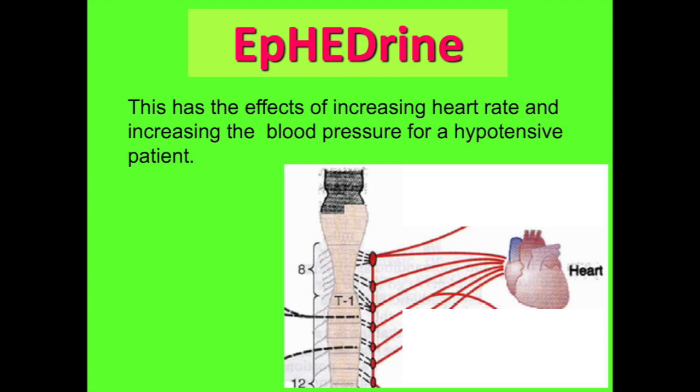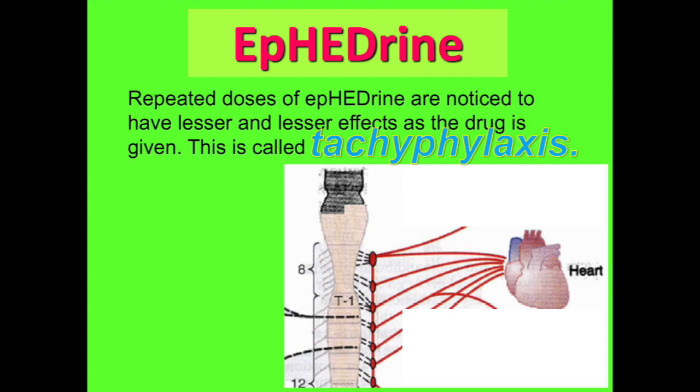What we want it to do is to press on the vaso, which means it's going to increase blood pressure, and it also increases heart rate. So it has effect on the blood vessels and on the heart muscle itself. People can develop something called tachyphylaxis with repeated doses at the same appointment for ephedrine.